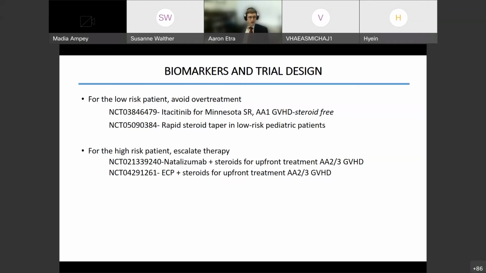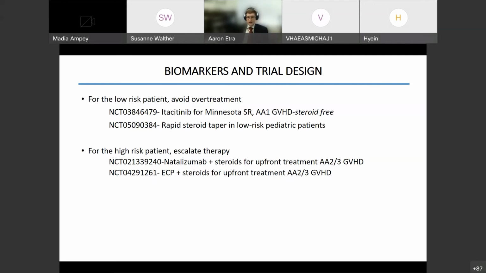For the high-risk patients, perhaps we're undertreating these patients. Maybe the reason they don't respond to steroids is because they need something more, and maybe the reason why they haven't responded to the something more in the past is because our trial designs weren't very good as a medical community. So the idea here is to identify high-risk patients and escalate their therapy in this population specifically.